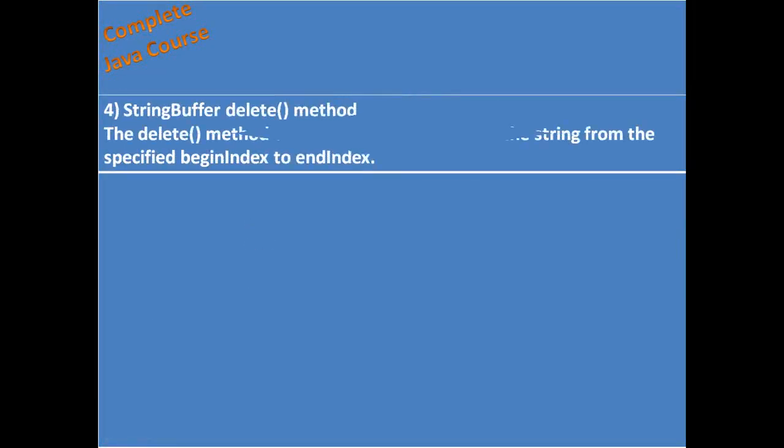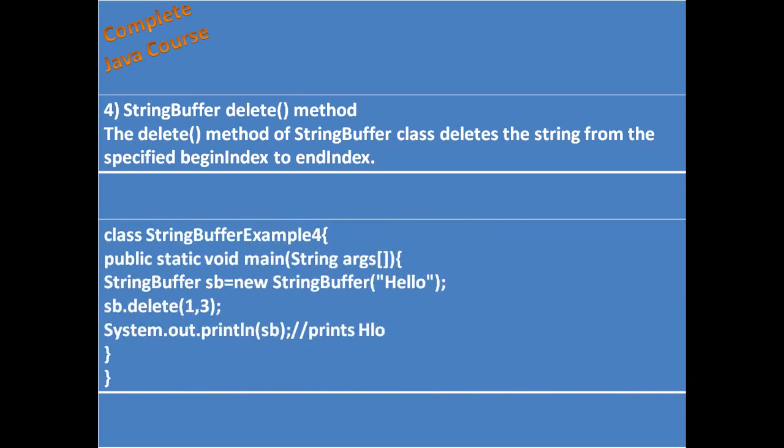Now for the next method, the StringBuffer delete method. The delete method of the StringBuffer class deletes the string from the specified beginning index to the end index. So if you want to delete a string from the first to third index, you just specify the index and you will get the deleted string. So the output for this program will be HLO.